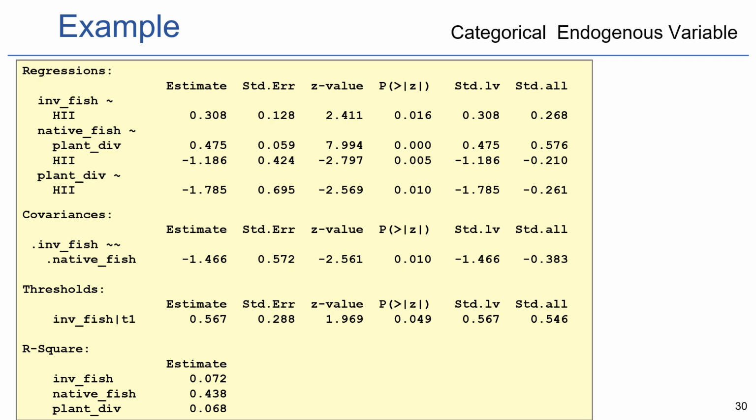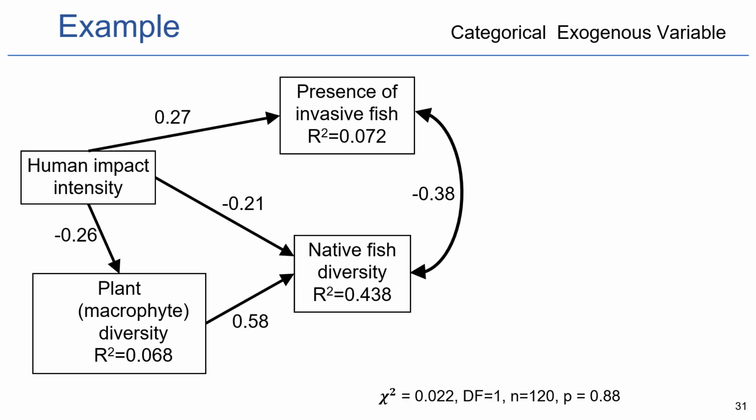And now here are the results for the regression and correlation. So we can see here that the invasive fish, it was a categorical variable, but we got one estimate for it. So it means it was treated as a hidden continuous variable, the way I explained to you in the previous slides. And now I filled in the path coefficients in our path diagram. I also filled in R-square statistics and showed chi-square statistics.